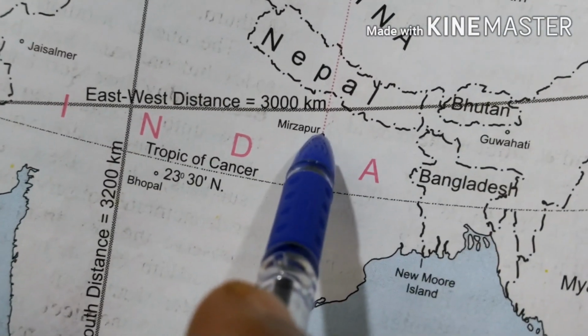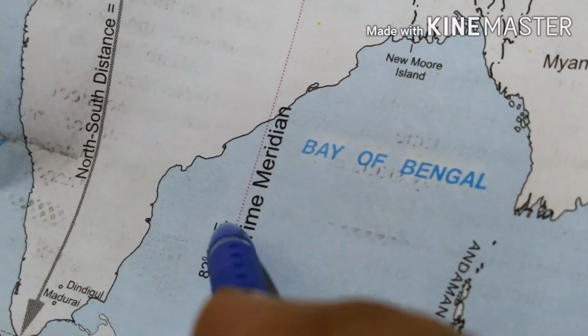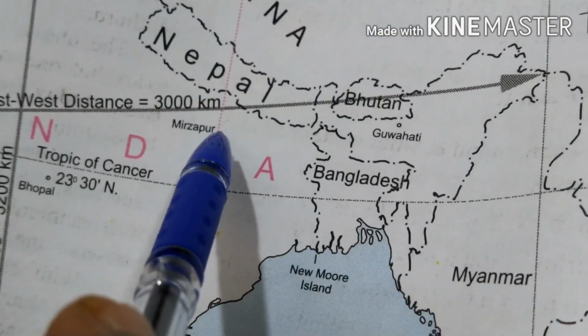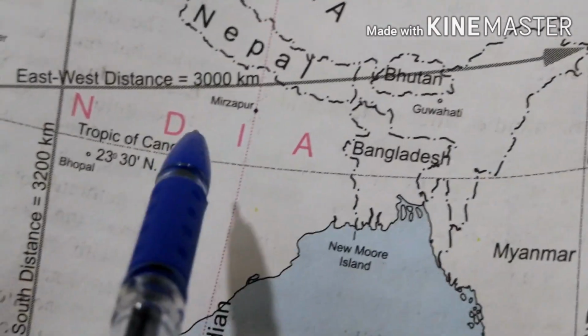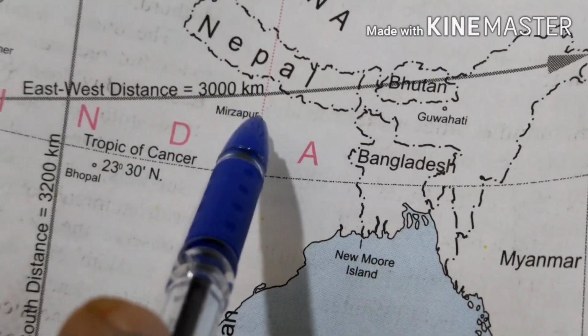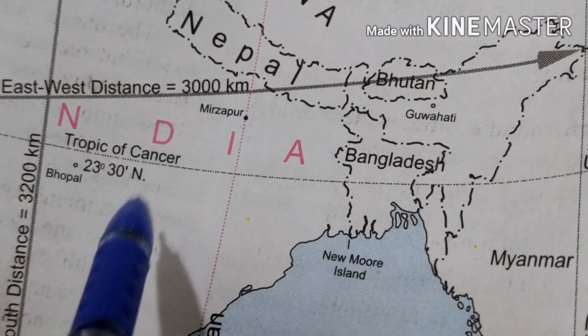So what we have done is, we have selected the center place of the country, and that is 82 degree 30 minutes east. So we are deciding the time of this place for the whole country, okay. So we are taking 12 o'clock noon here, and that will be for the whole country, okay.